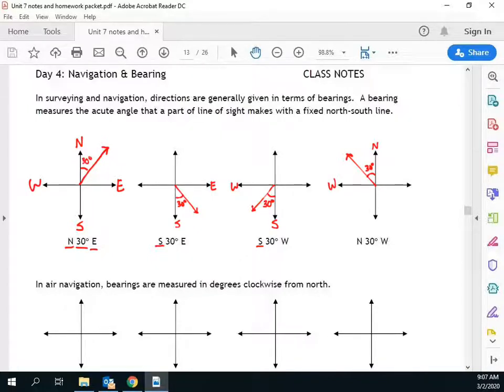Any questions about that? The very first direction will be north or south first, always. You never say east and go east 70 degrees north. You don't do that. It goes north 30 degrees east or west. So you start with north or south first always, okay? All right. And then the next one goes on.